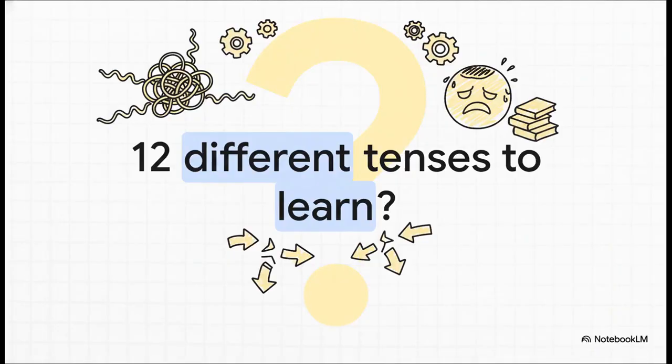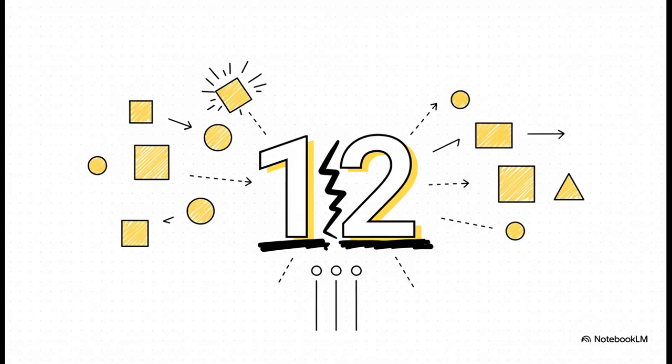Right? This is the thought that just stops you in your tracks. 12 of them? It sounds like you have to memorize a dozen totally separate, super complicated rules. Honestly, it's enough to make anyone feel a little overwhelmed. 12. Yeah, just looking at that number, it's a bit much. But stick with me because we're about to take this big, scary number and crack it wide open. You'll see it's actually way simpler than it looks.